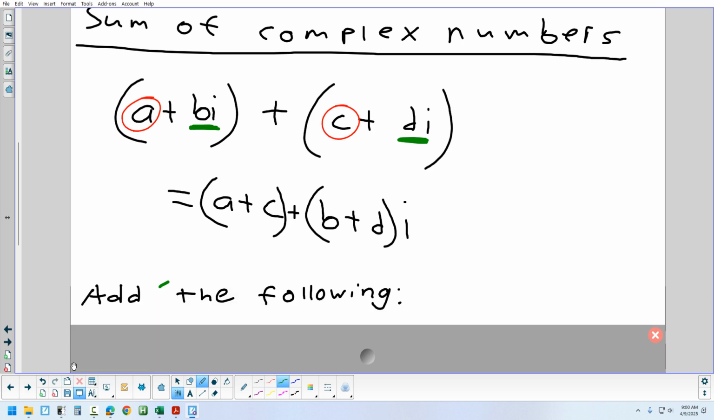And that's it. Your answers are going to end up looking something like that first problem that I showed you. You can't add 2 plus 3i together. They're not like terms. There's nothing you can do. So don't try to write like 5i. If you had this, yes, that is 5i. That's all you can do.